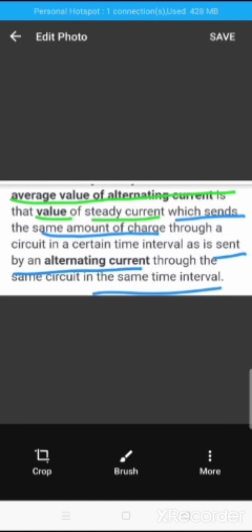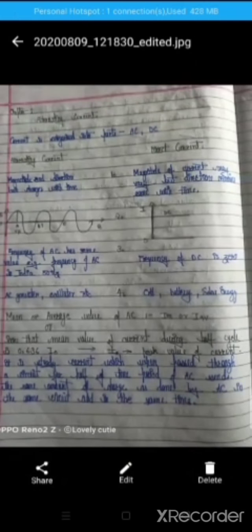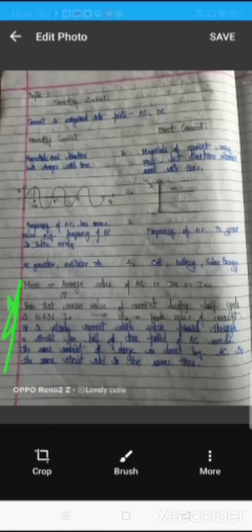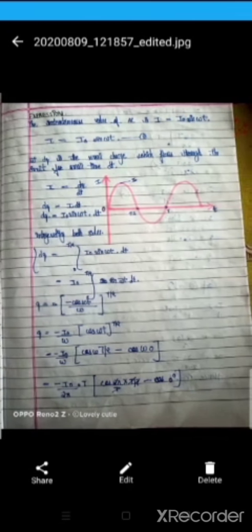So come to the main topic, our expression. As it is mentioned here, show that the mean value of current during half cycle is 0.636 I naught, where I naught refers to the peak value of current. This is our expression.